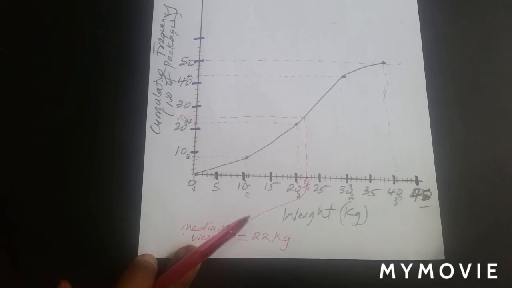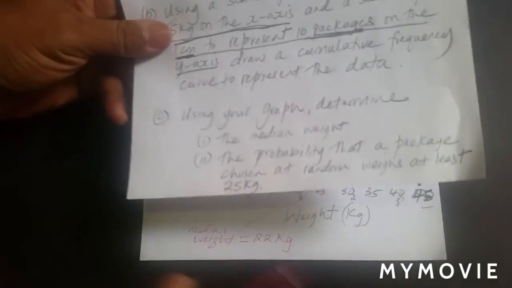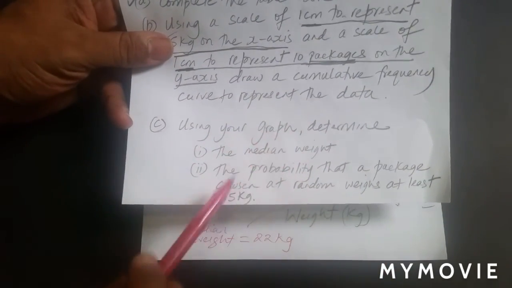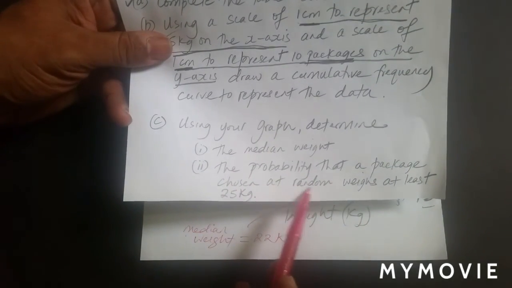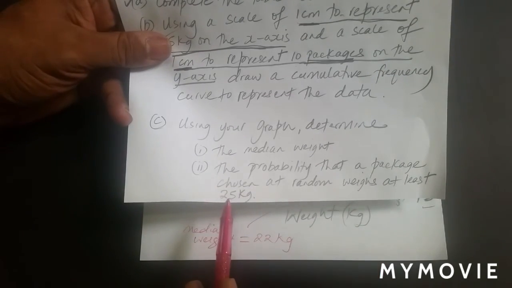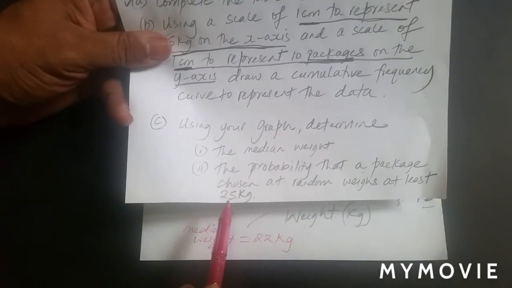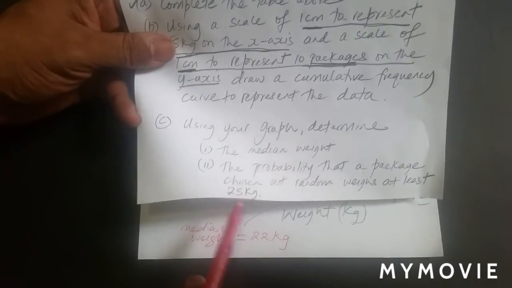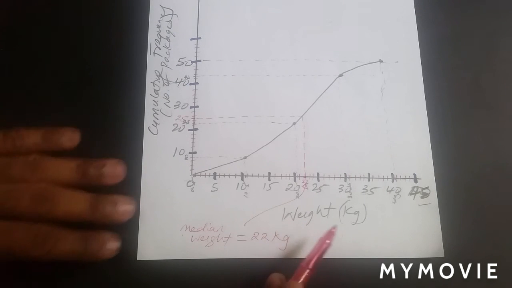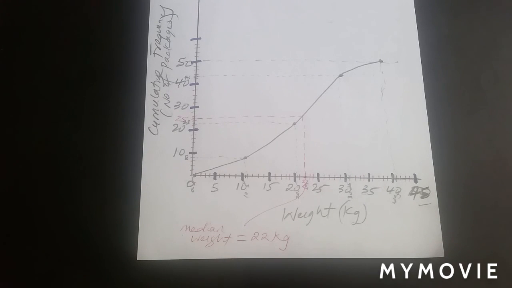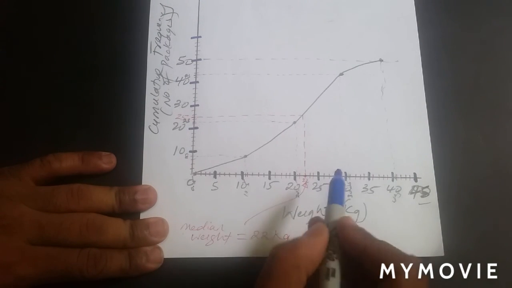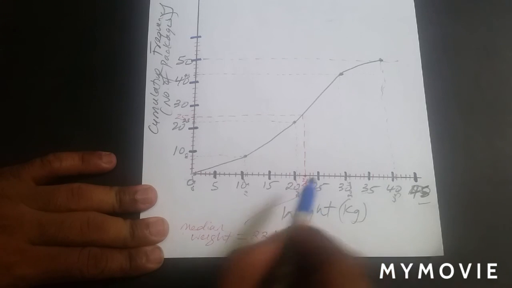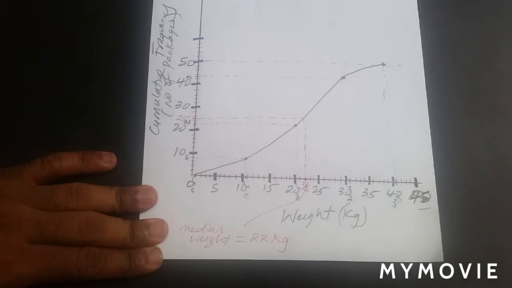Now let's take a look at the last part of the question. The last part of the question says, using your graph, determine the probability that a package chosen at random weighs at least 25 kilograms. Now that's a different question altogether. So what we need to do is find 25 kilograms on the x-axis, because again the x-axis deals with weight. This axis is with weight in kilograms, so we found 25 kilograms here, and I want the probability.